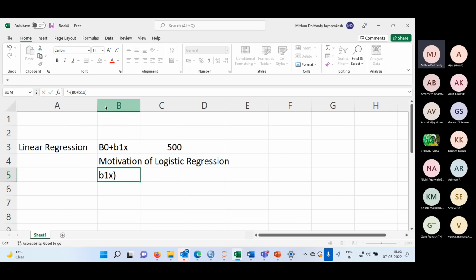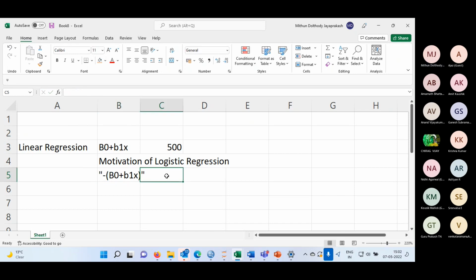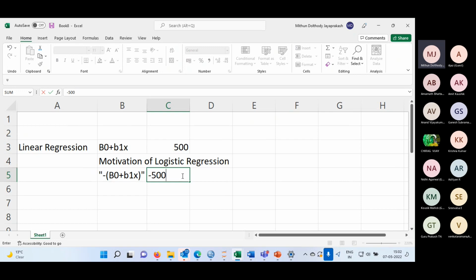Make this a string so that it just takes it. Okay, is this B0 plus B1x? Correct. What is this? This will be nothing but minus 500. Whatever number you get, we'll just be taking the negative of that.